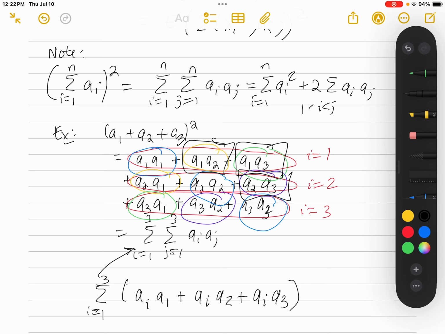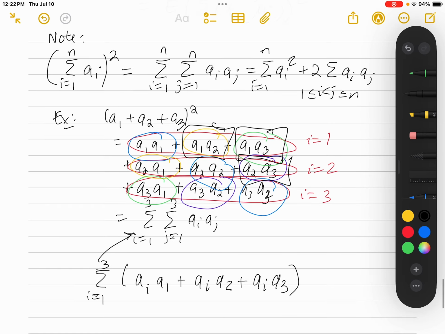And just to be clear, i and j go from 1 to n, but you're only counting the ones where i is strictly less than j, but that's accounted for by the 2. Okay, now how do we use this?